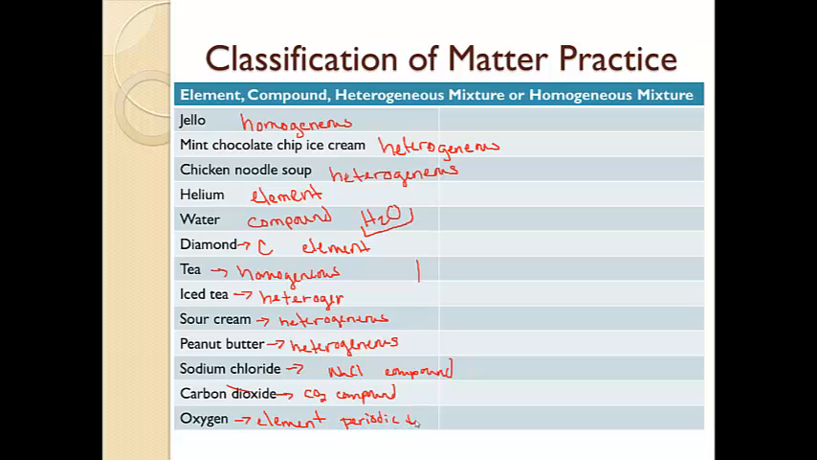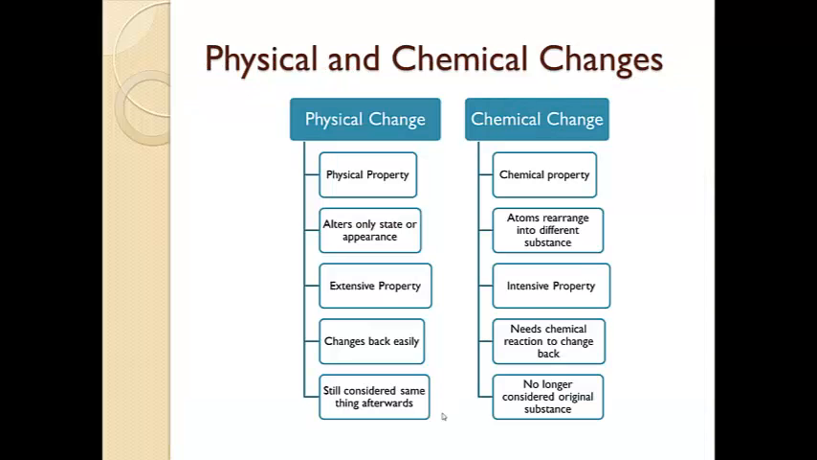So by looking at the physical and chemical properties, you can start looking at the physical and chemical changes. If it's a physical change, it involves a physical property. If it's a chemical change, it involves a chemical property. Physical changes alter only the state or the appearance, whereas a chemical change will actually rearrange the atoms into different substances. When we're looking at physical changes, we're looking at extensive properties, where chemical changes look at intensive properties. Remember, extensive means the amount.